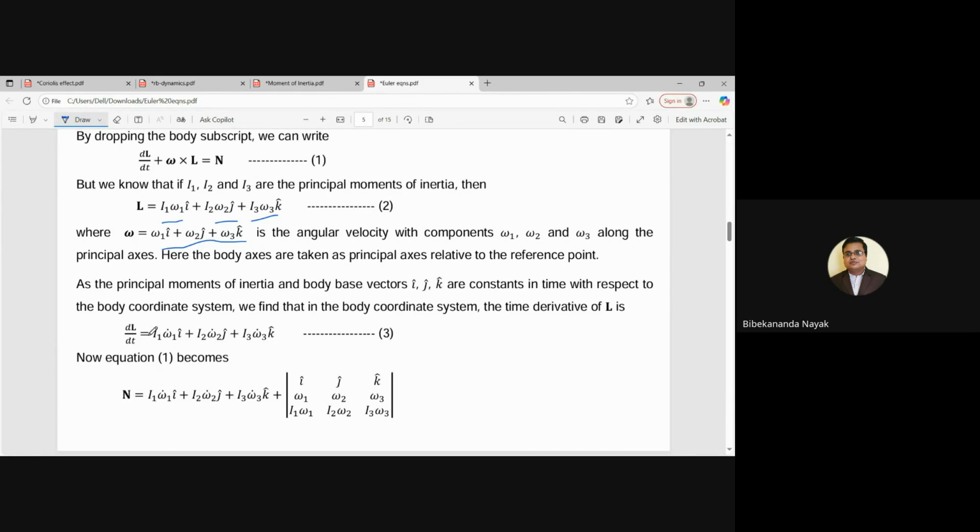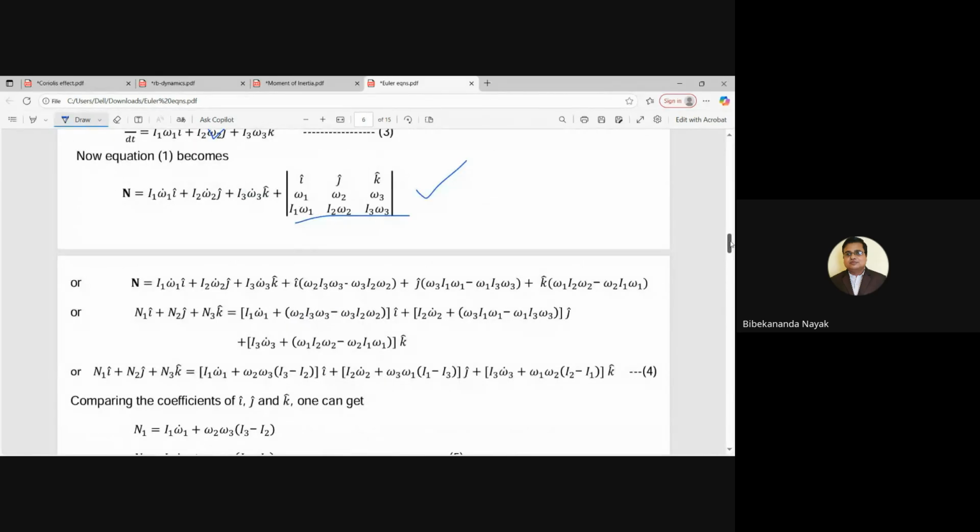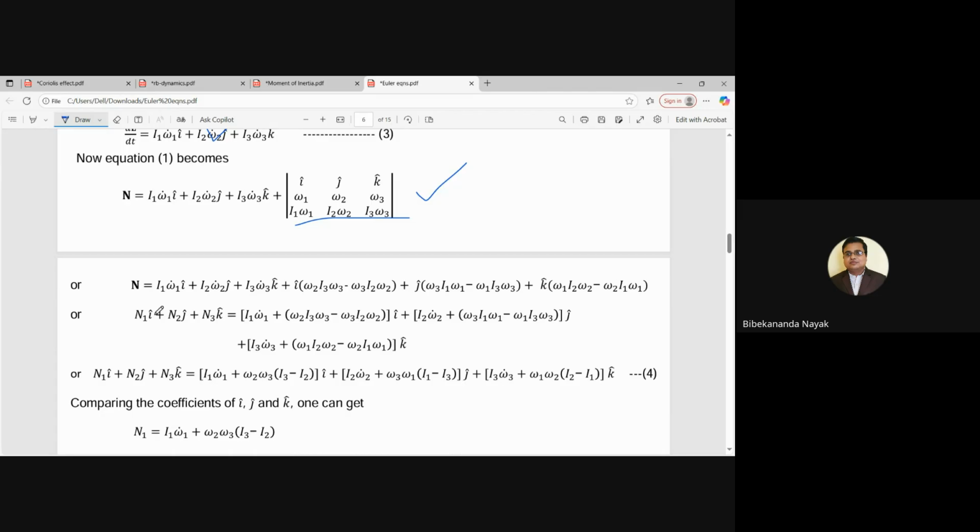So now torque is equal to dL/dt. So dL/dt in space is equal to dL/dt rotating plus omega cross L. We get dL/dt this, and omega cross L can be calculated in terms of a determinant. Opening the determinant, we found this term. On the left hand side we can write N1 i cap plus N2 j cap plus N3 k cap. And so you see there is something multiplying i cap, something multiplying j cap, and something multiplying k cap.